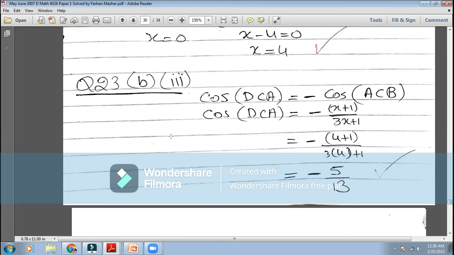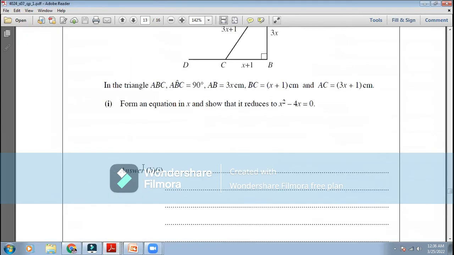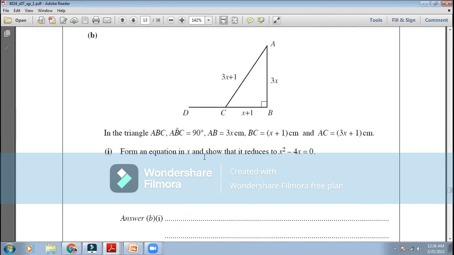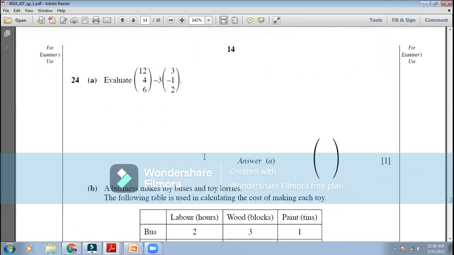Hopefully you understand. So remember one thing at the last, let me tell you one thing again. Whatever is the cos value of this angle, same will be the cos value of this angle, only it will have a negative in it. Hopefully you understand.